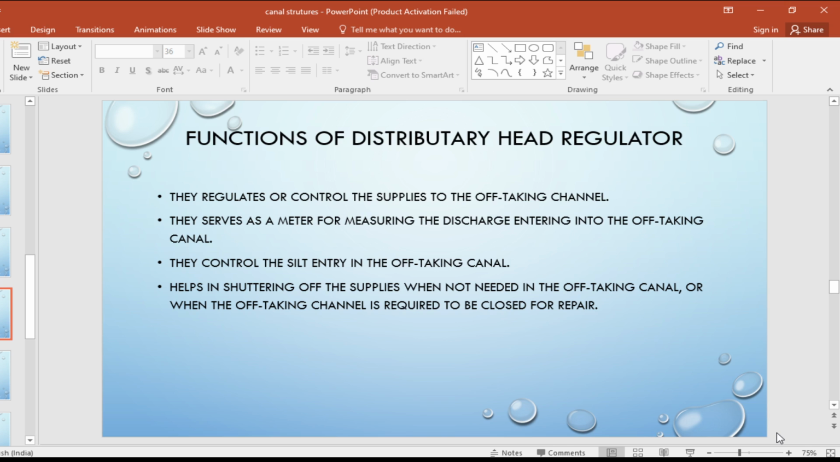It controls and regulates the supplies which are entering into the distributary channel. Okay, so functions of distributary head regulator: first is they regulate or control the supplies of off-taking channel or distributary channel. Okay, secondly, this serves as a meter of measuring the discharge entering into off-taking canal.